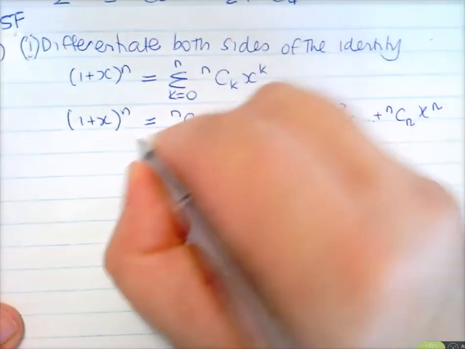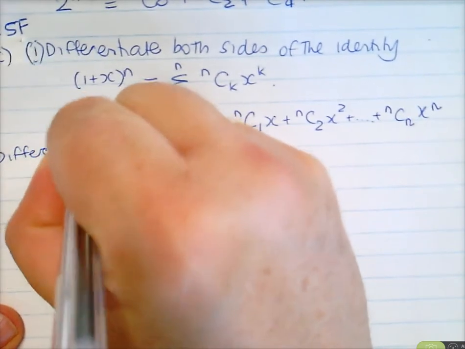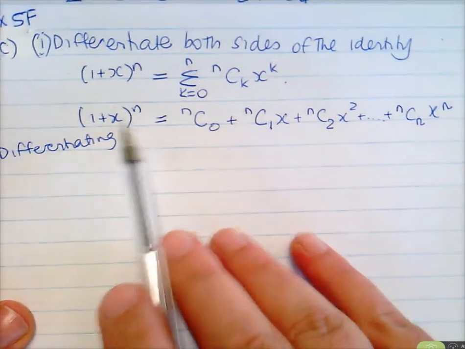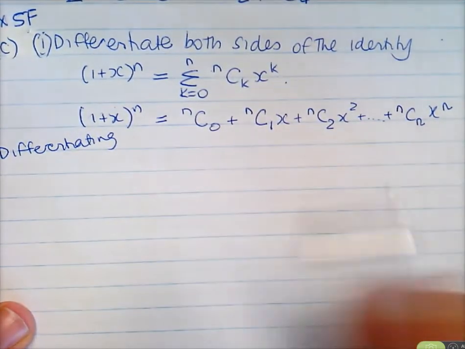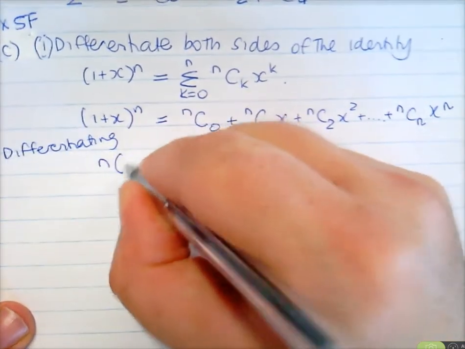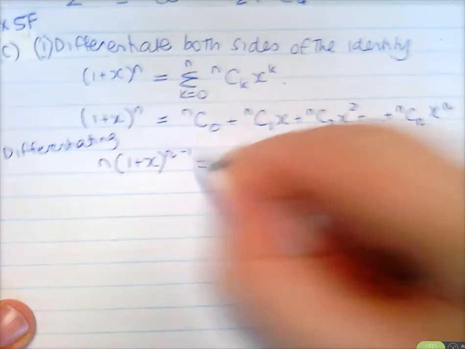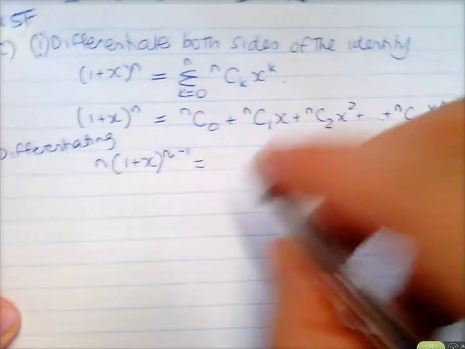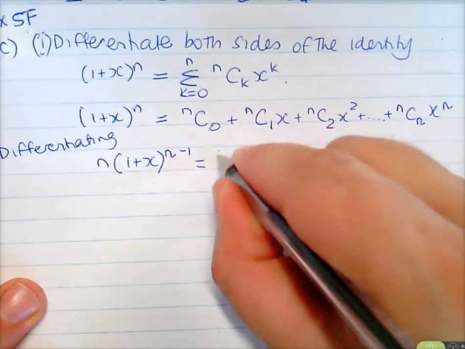Now I'm differentiating both sides. So differentiating both sides, what do I get? What do I do with this power of n? Bring it down. n, bracket, 1 plus x to the n minus 1. What will happen with the nC0? It goes. Differentiate a constant, you get 0.